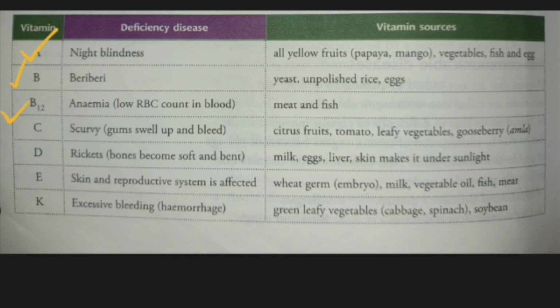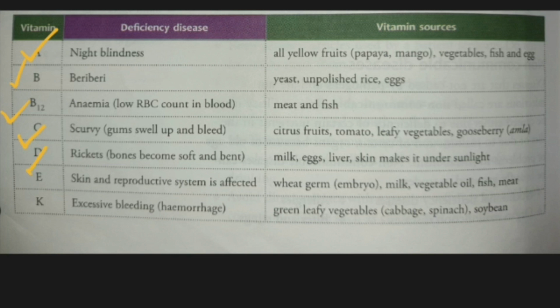Next, B12. Anemia can be seen due to the deficiency of vitamin B12. Anemia is nothing but a lower count of blood hemoglobin. And the sources of B12 are meat, fish, etc. The next one is vitamin C, and due to the deficiency of vitamin C, mainly scurvy happens. That means the gums swell up and start to bleed. Some of the sources of vitamin C are citrus foods mainly, tomato, leafy vegetables, gooseberry, etc.